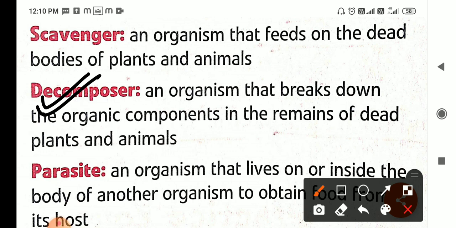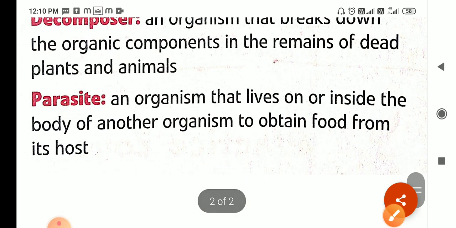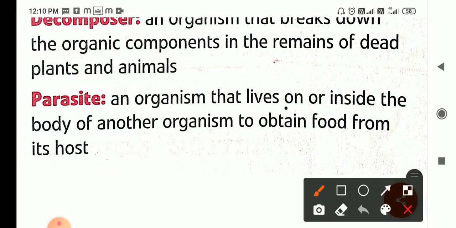Okay, now next is parasite. What do you mean by the parasite? An organism that lives on or inside the body of another organism to obtain the food is called parasite. And that organism from which it is taking its food, that is called host, right? Now see once again, an organism that lives on or inside the body of the other organism to obtain food from its host is called parasite.